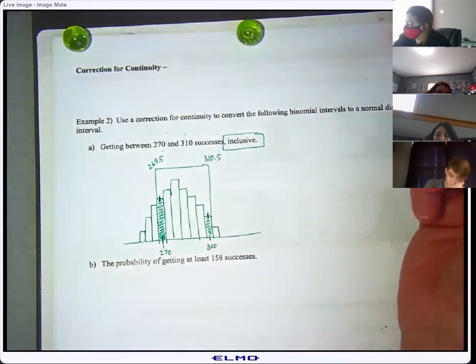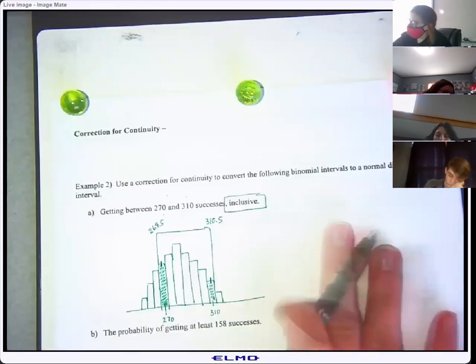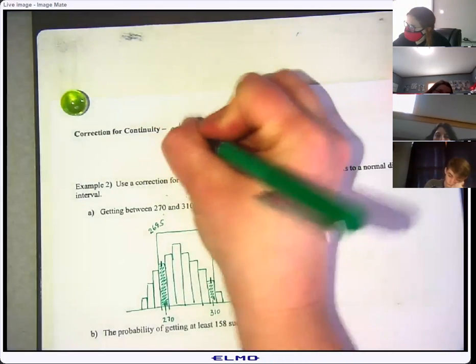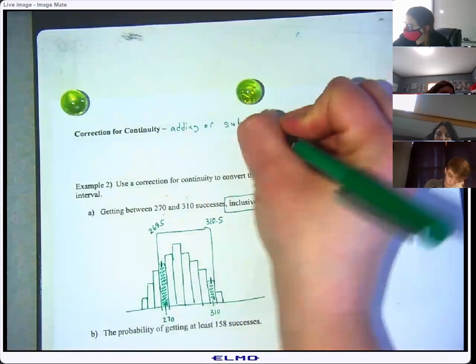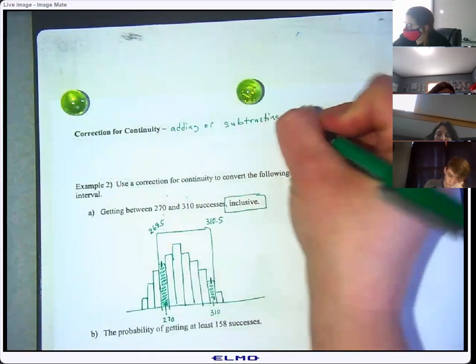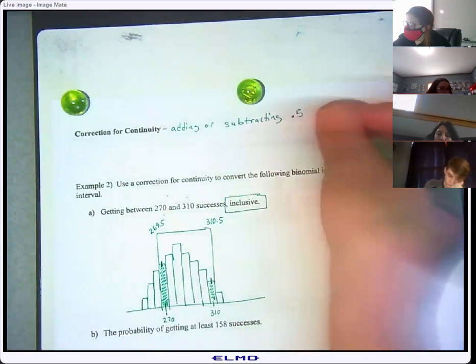That's what a correction for continuity is. It's adding or subtracting 0.5, so you can include the whole bar.